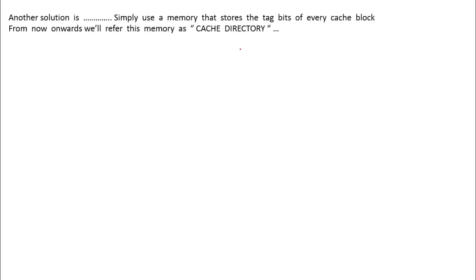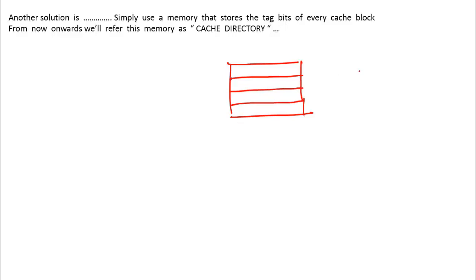If you can realize, this is that memory we are talking about. Consider this as a cache directory. Yes, this memory is called cache directory. Okay, the number of words will be equal to the number of blocks in a cache memory. So in our example we had 4 cache memory blocks. So the cache directory has 4 words.